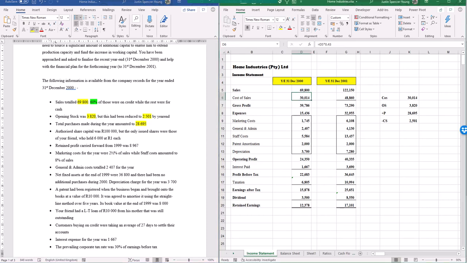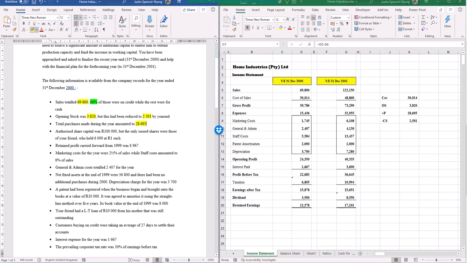I did this calculation over here, and essentially this formula is opening stock plus purchases minus closing stock. So I've just substituted these numbers in here. That tells you everything that you sold during this time period, and there it is, the 30,014. Sales minus cost of sales will get us a GP. Now we're heading to find some expenses.